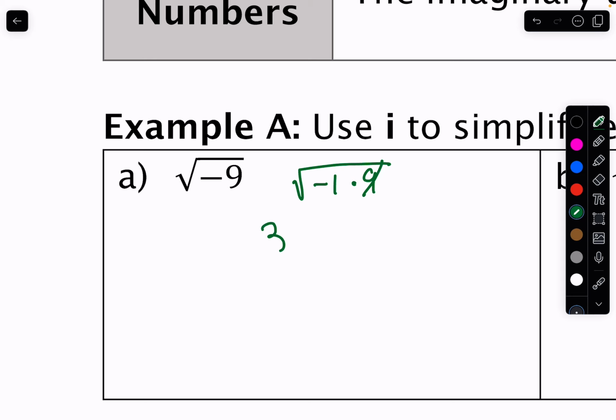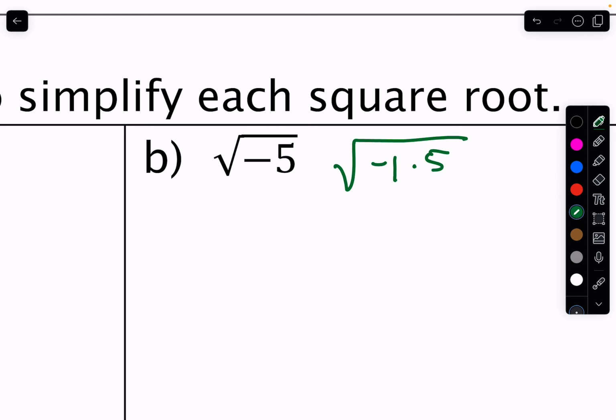All right, here we break this down into -1 times 5. You cannot take the square root of 5, so that can't come out of the radical. But you can take the square root of -1 if we're dealing with imaginary numbers. So we end up with i root 5.